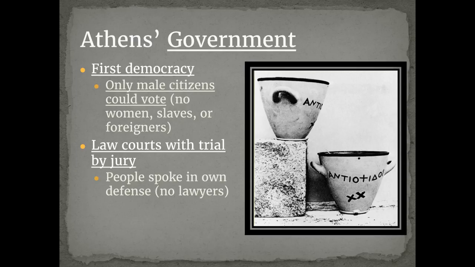They voted on everything. Now, when we talk about it, though, only male landowning citizens were even considered citizens. This means no women had rights to participate in government. There were also a lot of slaves and foreigners living there as well that didn't have the same rights as landowning males. We know that they also had court systems. People spoke in their own defense in front of juries that were made up of just other Athenian citizens. So we could say the birthplace of democracy is Athens in ancient Greece.